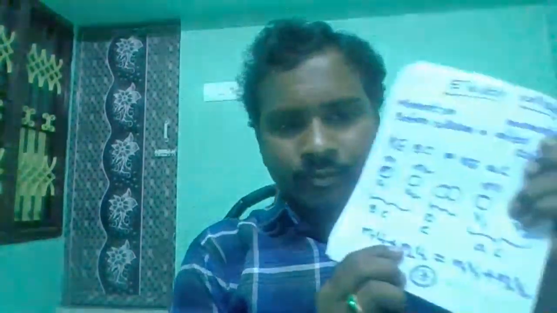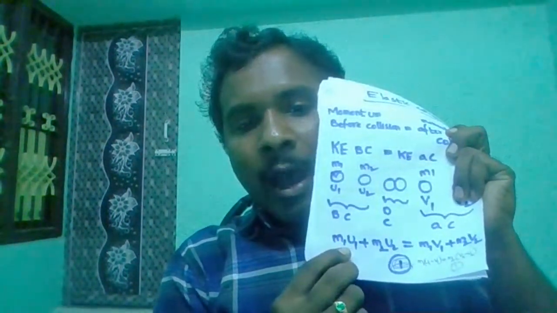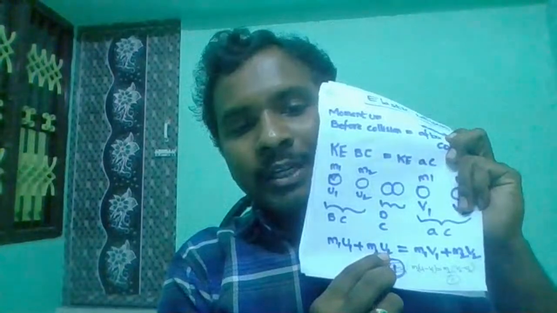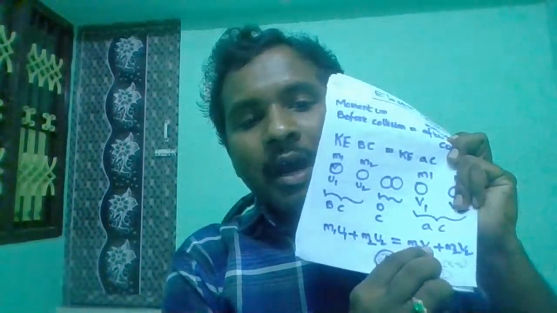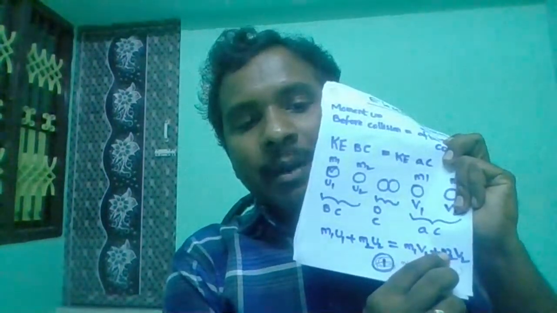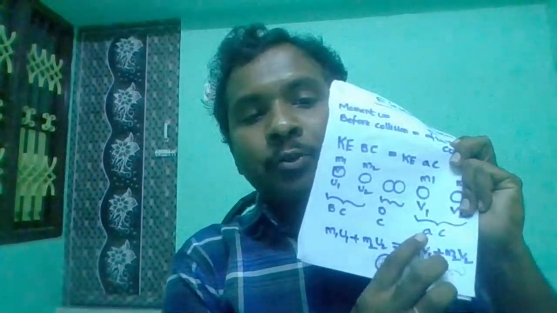The momentum of these two bodies before collision equals the linear momentum after collision. That one we have to write. Now we have to notice that it is m1 u1. m1 u1 is object 1's linear momentum, and m2 u2 is object 2's linear momentum. This is before collision. After collision the velocities will change: m1 v1 plus m2 v2. This is the momentum of the two bodies after collision.